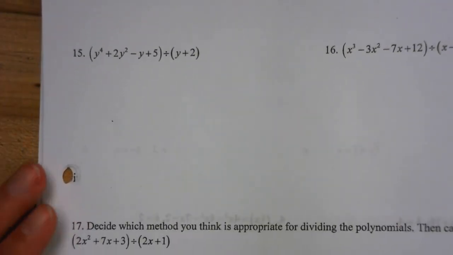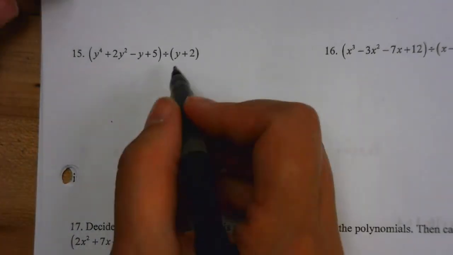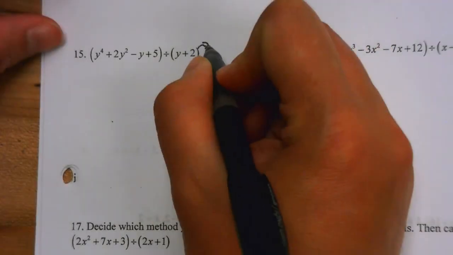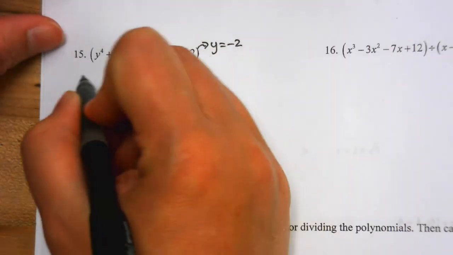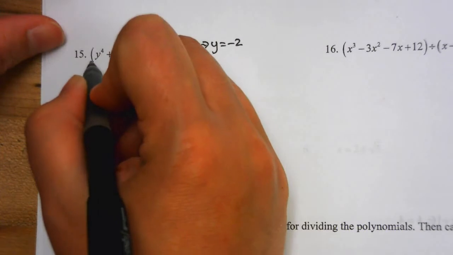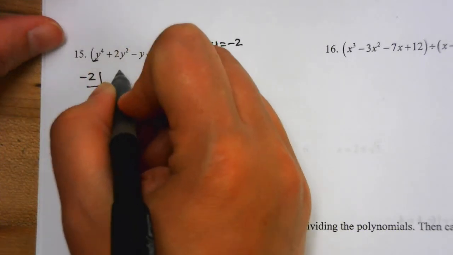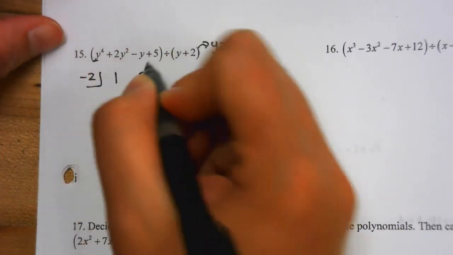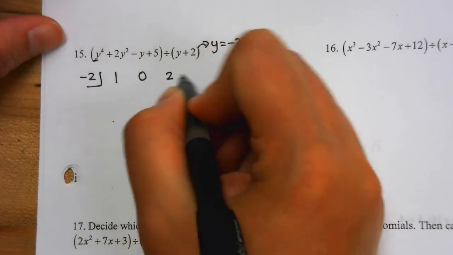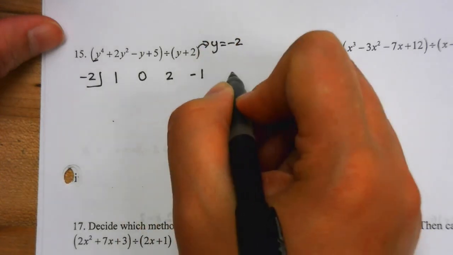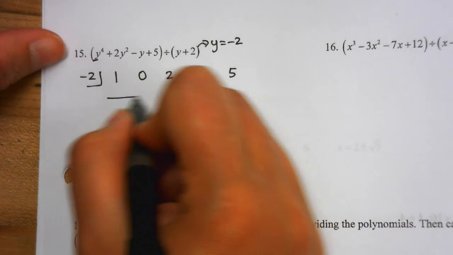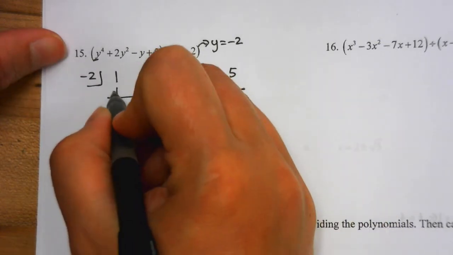Do another one of those. So synthetic division. Again, I set this part equal to 0. It's going to give me y is equal to negative 2. It goes in the box. My coefficients. Notice that you're missing y to the third. So I have 1. I have 0y to the third, 2y squared, a negative y, and a positive 5. Draw my line. Bring down my 1.